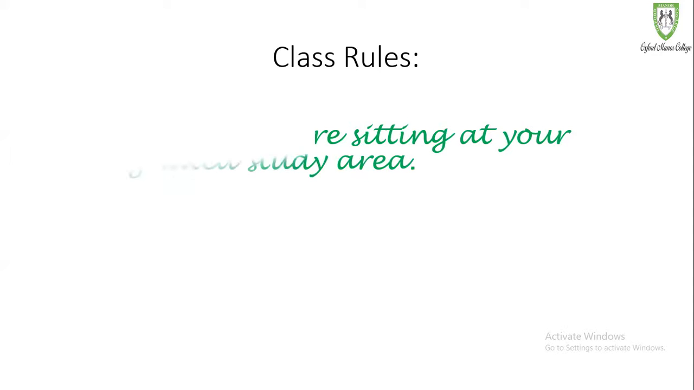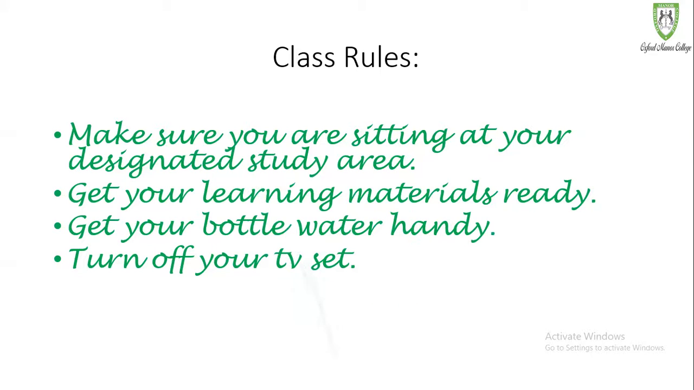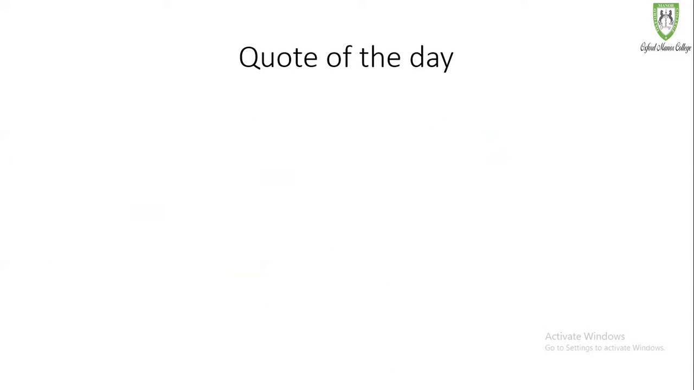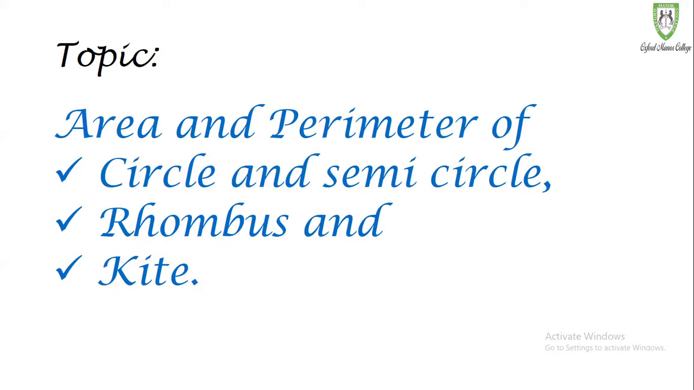Right, our class rules remain the same, okay, and the quote of the day remains the same. "If people do not believe that mathematics is simple, it is only because they do not realize how complicated life is," by Plato. And the topic before us today is area and perimeter of circle and semicircle, rhombus and kite.